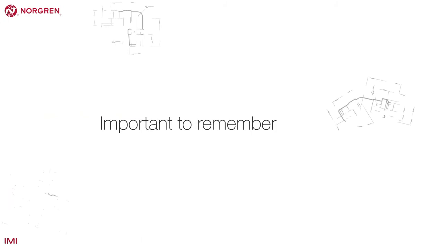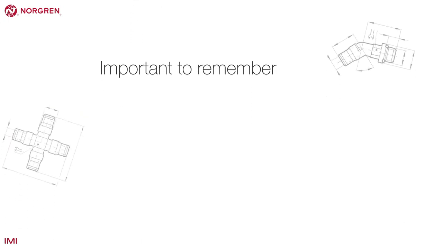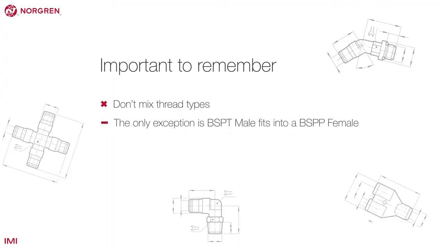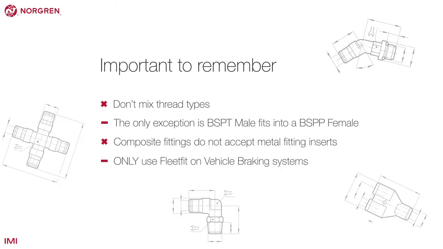There are a few important things to remember when specifying tubes and fittings. Firstly, don't mix threads. For example, don't mix an NPT thread with a BSPT thread. The only exception to this is a BSPT into a BSPP. Composite fittings do not accept metal fitting inserts. Only use Fleet Fit on vehicle braking systems. Do not use any other Norgren fitting.